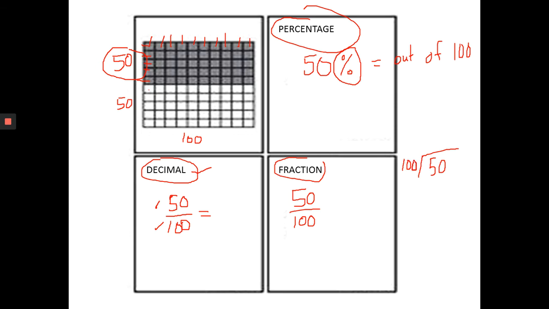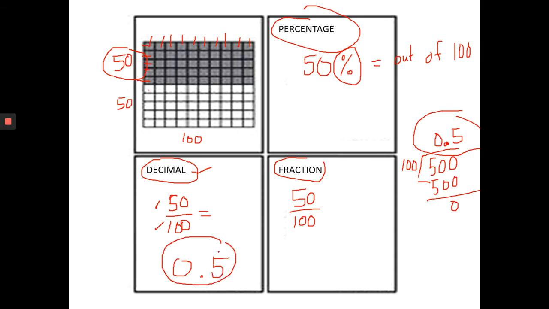50 over 100. Okay, 50 divided by 100 cannot be done because 50 is smaller than 100. So we'll write down 0. After 0, you add a decimal point. So we can add one more 0. So now we've got 500 divided by 100. Now the answer is 5. 5 times 100 is 500. Now 500 minus 500 is 0. So our answer is 0.5. All right, that's the decimal.